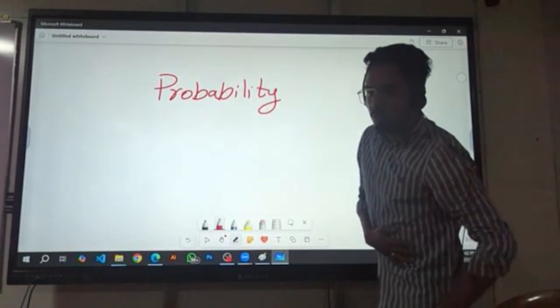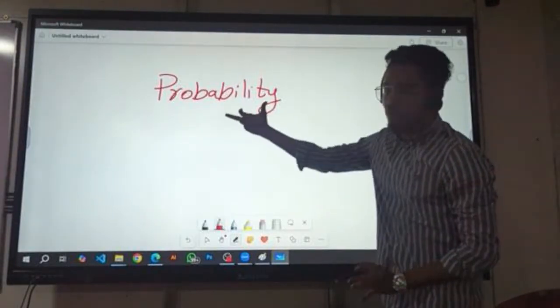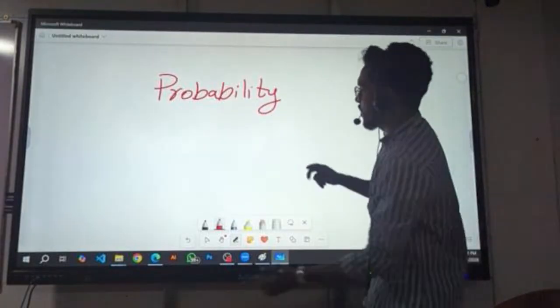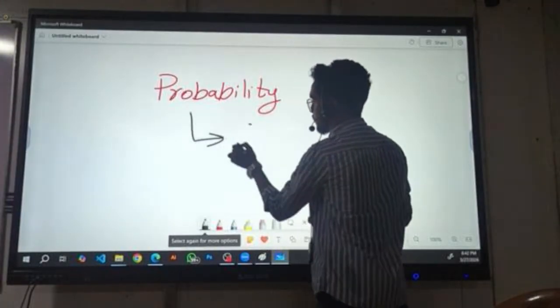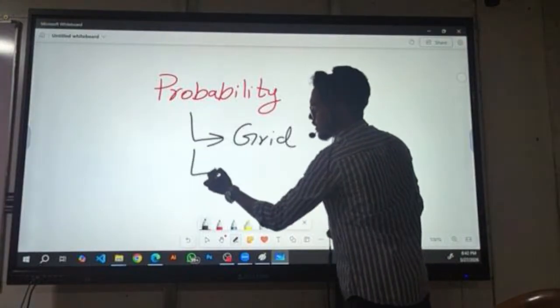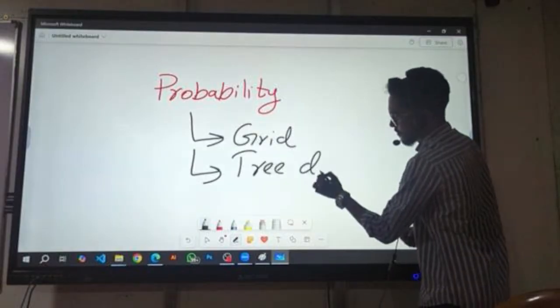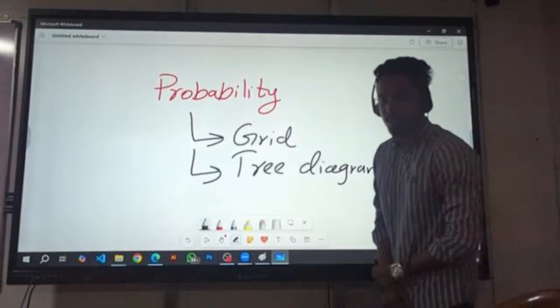Alright. So what you have to understand here is, under probability, in terms of your exam paper, we have two sections. One is going to be from grid, and another one is going to be from tree diagram.